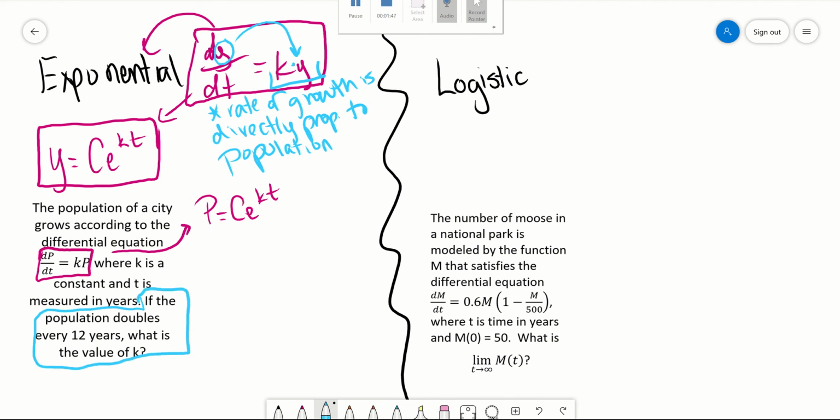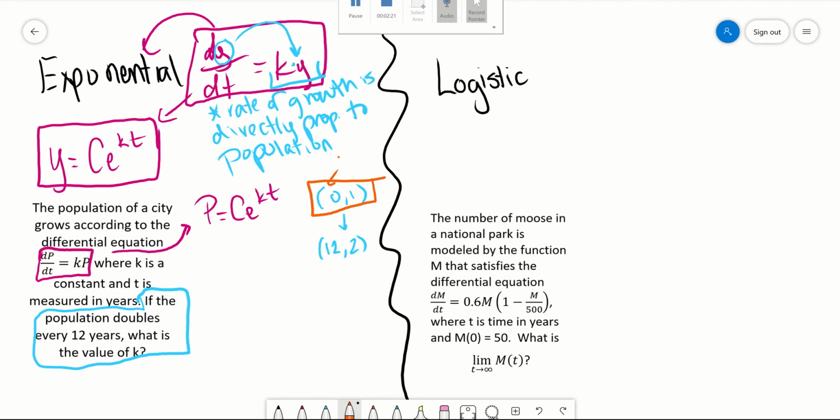So that's where it feels kind of like you're making up your problem, but you're going to have to make up values that fit that data to be able to solve for k. So let's say initially your population is 1. That's an easy number to use. It says it doubles every 12 years. So that means in 12 years, your population is going to be double that, which is 2. So what that does is it gives you 2 data points that allows you to solve for C and then to solve for k.